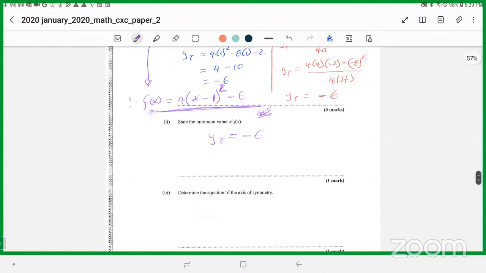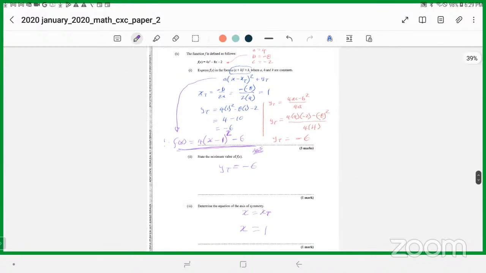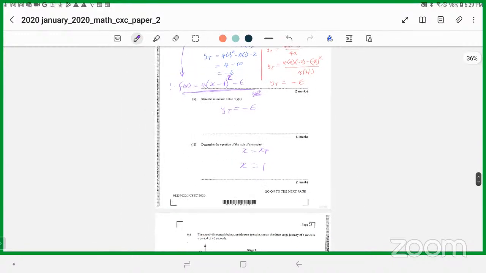All right. It says determine the equation of the axis of symmetry. It is x equals the xt value. That's why I like to use this method. We calculate xt, but then it becomes x equals 1 as the axis of symmetry. Okay with that? Yes, sir. All right, good.